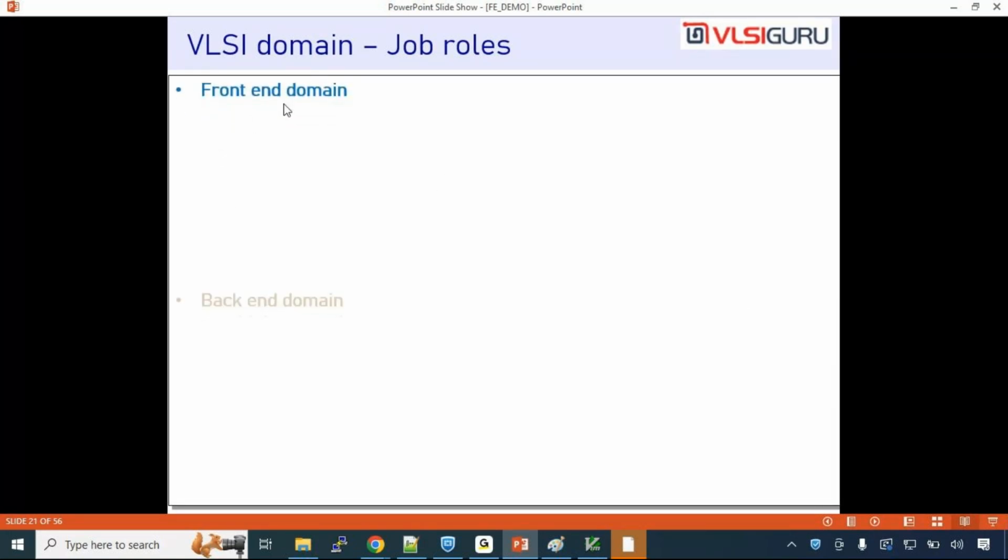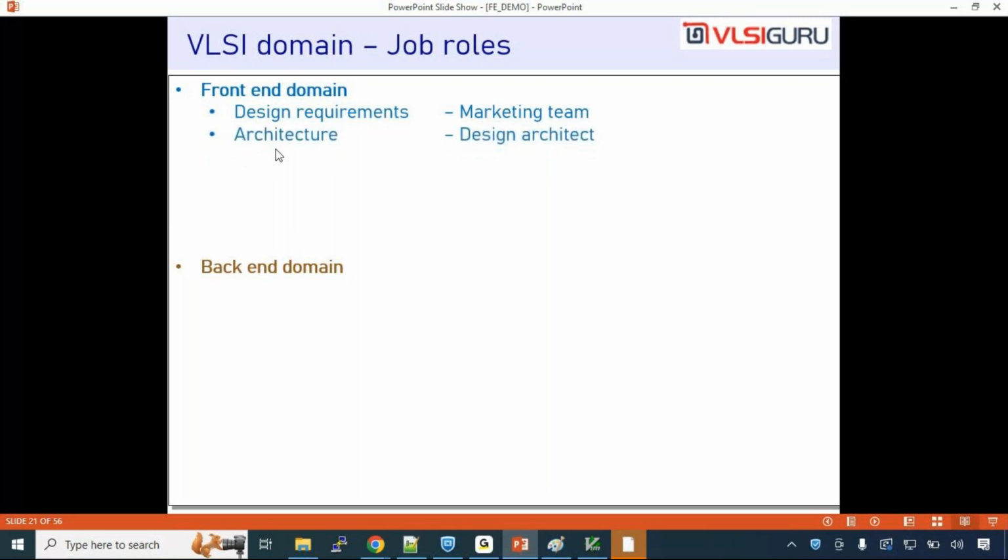Front-end domain. In the front-end domain, first it starts with what? Requirements. The team who does that is called the marketing team. Then you have an architecture. The person who does that architecture is the design architect. Like you have a house architect, here you have a design architect.